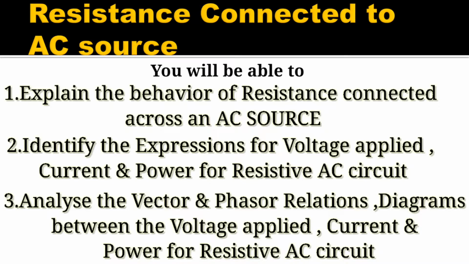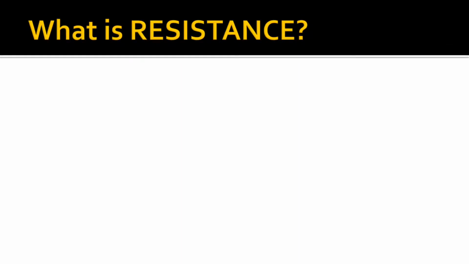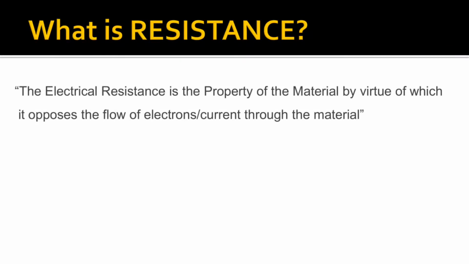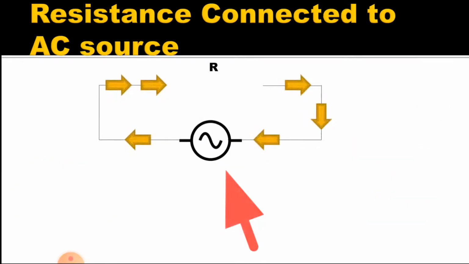Before going to the topic, I would like to explain what a resistance is. Electrical resistance is the property of a material by virtue of which it opposes the flow of electrons through the material, called a resistor. It is indicated by the letter R. Now coming to the topic, this resistance is connected to an AC supply, that is alternating current.